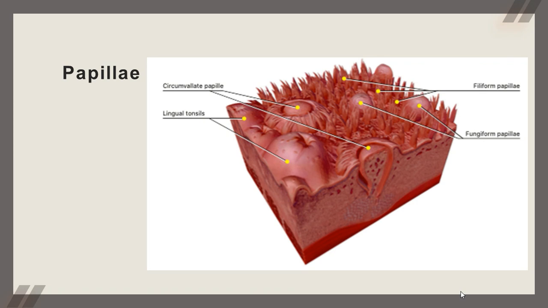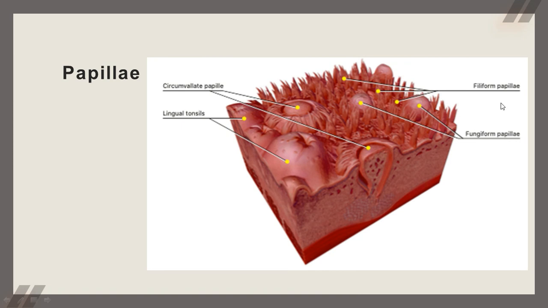These papillae are of four types. There are four types of papillae which are very important to understand. These four types are filiform papillae, fungiform papillae, circumvallate papillae, and foliate papillae. Behind the circumvallate papillae, you have something called the lingual tonsil. Now, where are these papillae located in the tongue?